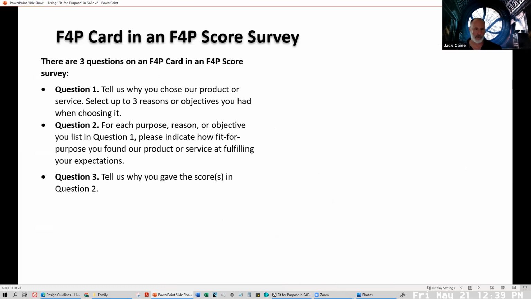There are 3 questions. The first question is, tell us why you chose the product or service. And they write in the different reasons or objectives that they have. If you're working in an area where there are some common reasons, you can give those, and then you can say, fill in the blank for other things. For each reason, for each purpose, reason, or objective that they list in question 1, they indicate how fit for purpose they found the product or service at fulfilling that expectation. And then lastly, why did they give that score?